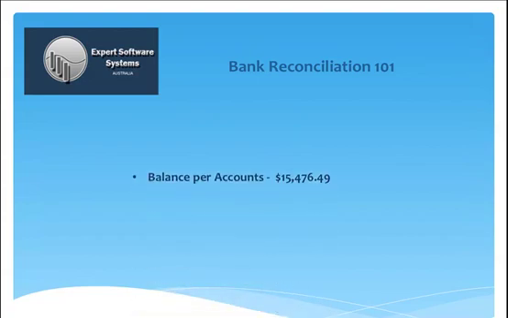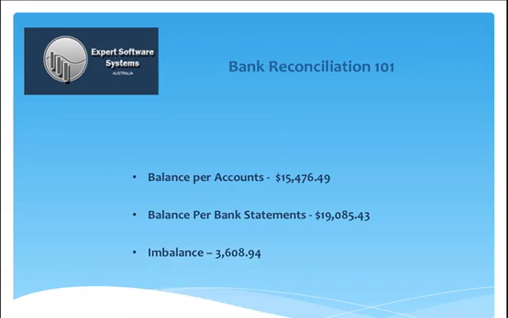We know that the balance per the accounts is $15,476.49. We know that the balance per the bank statements is $19,085.43. So we have an imbalance of $3,608.94. The issue is whether that imbalance is a number that has some significance or means something. And there are a couple of quick things you can do to check whether that's the case.